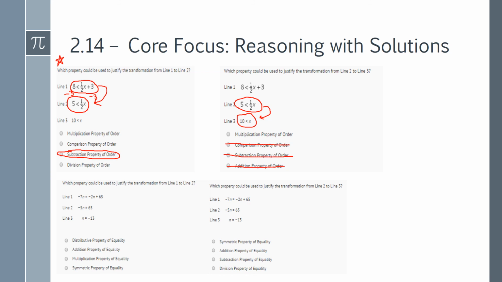So what I did, I must have multiplied. In this case, I did. I multiplied by 2. Each side was multiplied by 2. So that's the multiplication property of order.